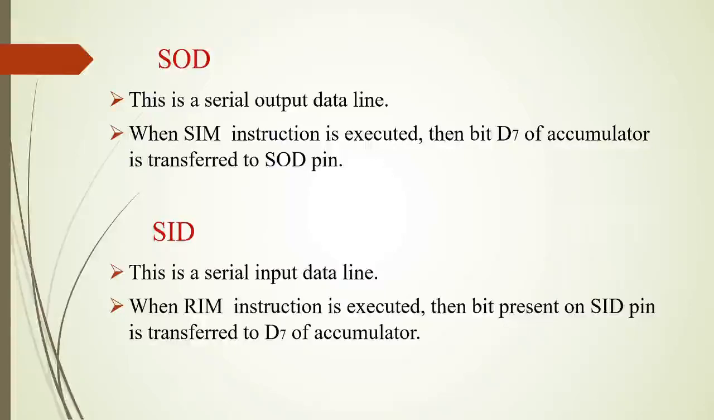Now the SIM instruction is linked with the SOD pin, and the RIM instruction is linked with the SID pin. At this point of time you will not get anything about the SIM and RIM instructions. We will see this in more detail in the third unit. So for now, just remember that the SOD pin and the SID pin are used for serial communication, but we are more interested in doing parallel communication with the outside world.